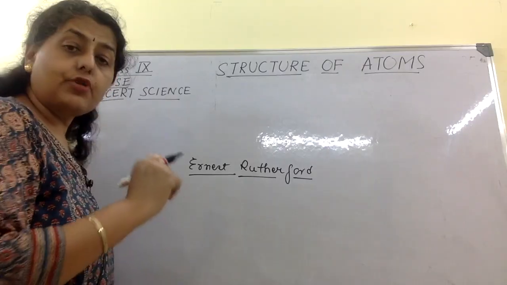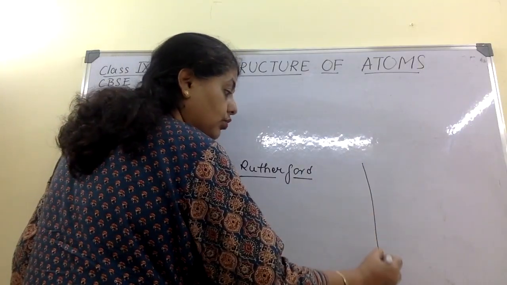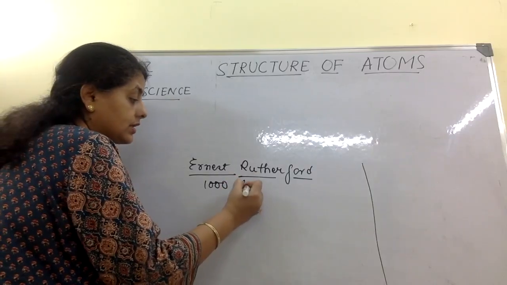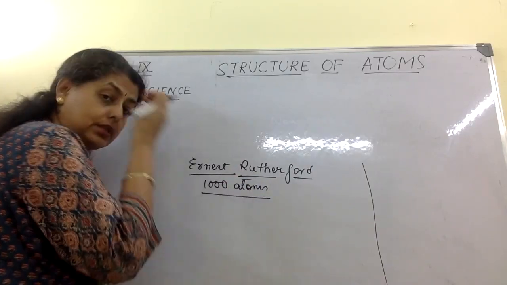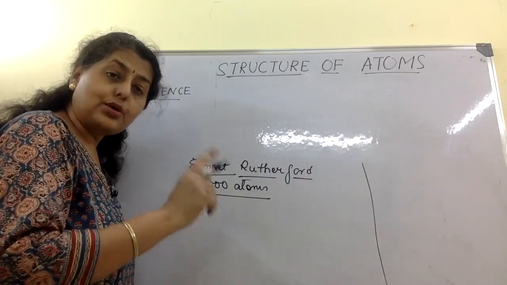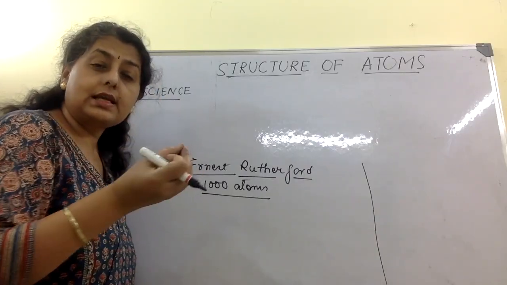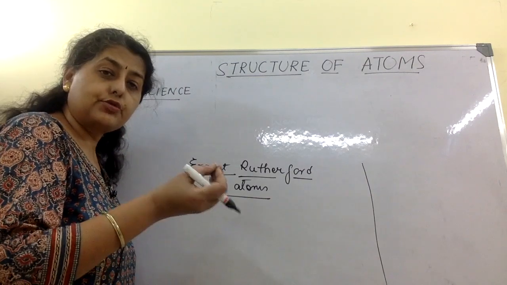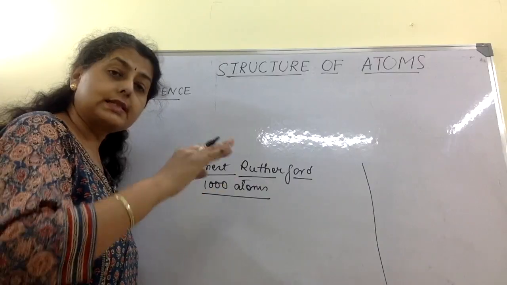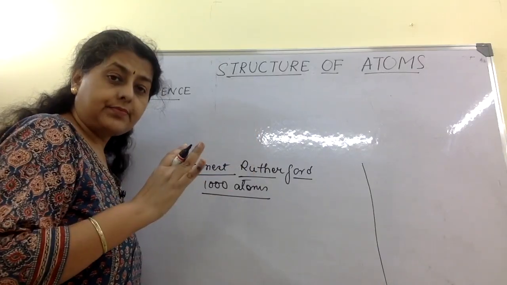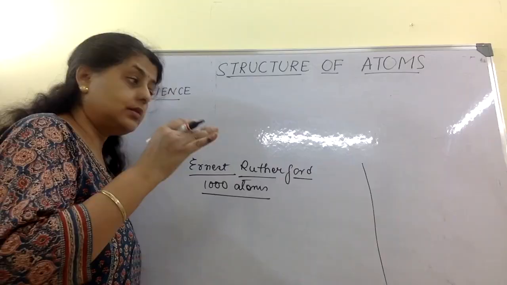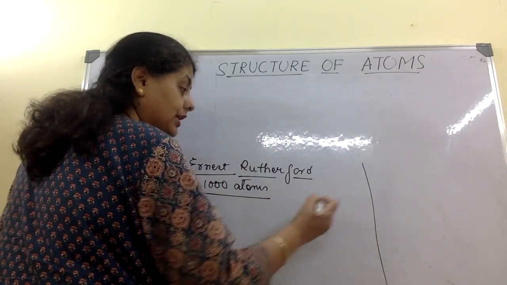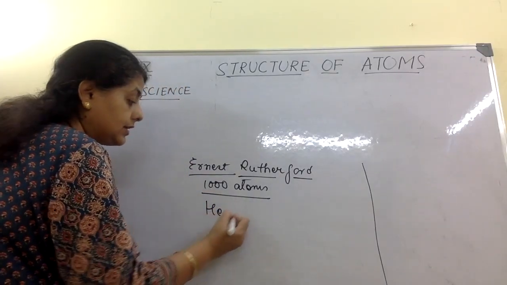He performed an experiment where he took a gold foil, very thin, about 1000 atoms thin. You should not think it is very thick; 1000 atoms gives a very thin foil, like the aluminium foils, or the silver foils that are put on sweets. So it was a very thin foil, and he started shooting helium atoms.